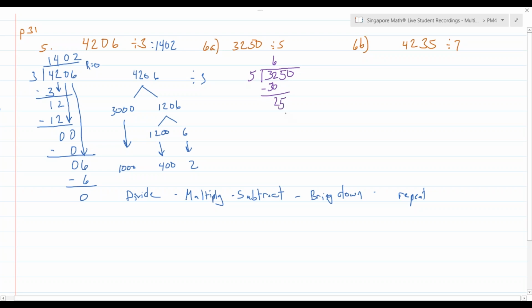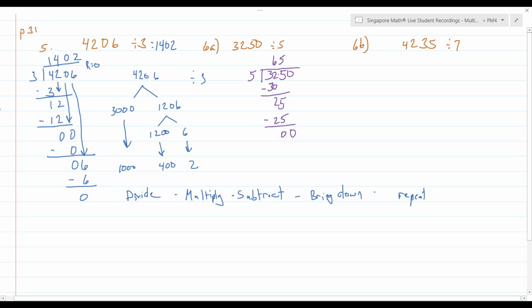Then I do it again. 25 divided by 5 is 5. Multiply 5 times 5 to be 25. Subtract, get 0, bring down a 0. The important thing here is to realize we've brought everything down. We have a 0 at the bottom, but we're not finished.